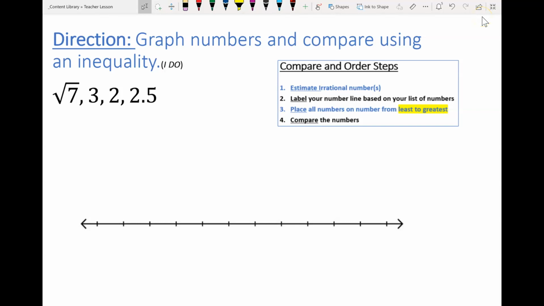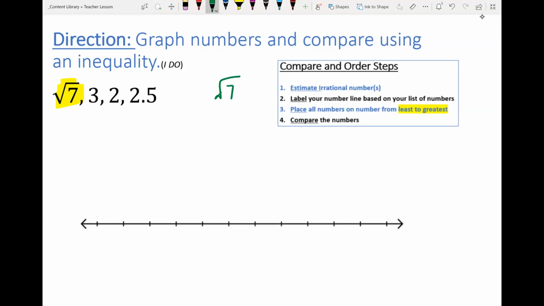Let's take a look at how to graph numbers and compare using an inequality based on these real numbers that's given to us. Remember, our first step is to estimate irrational numbers, and our irrational number is square root of 7. We want to ask the question, what perfect square is square root of 7 in between? Because we know that there is not a number times itself to equal 7.